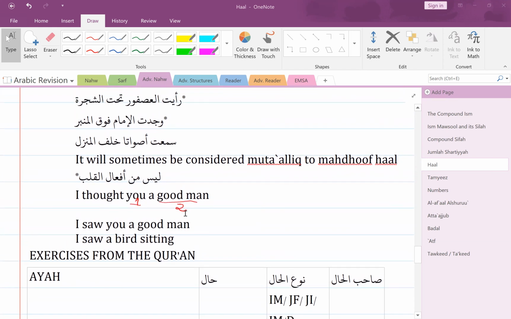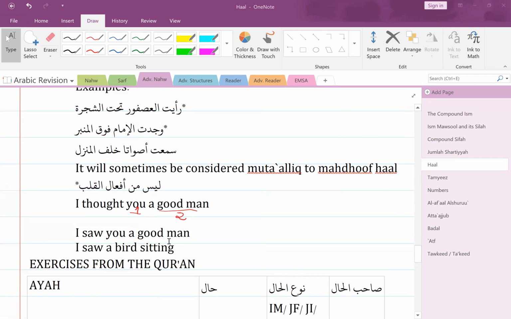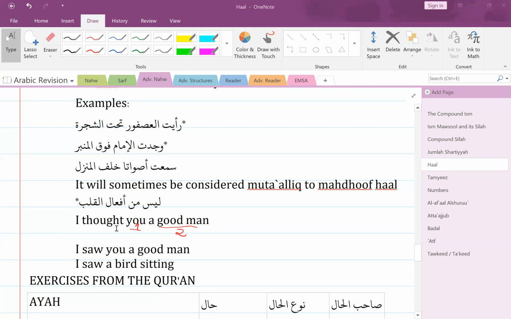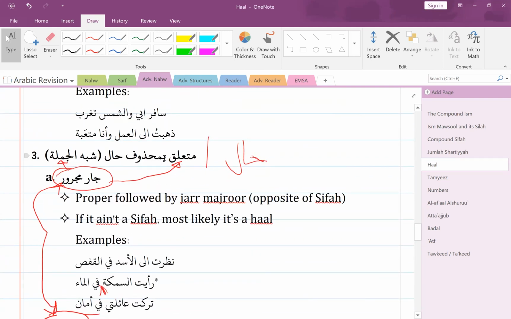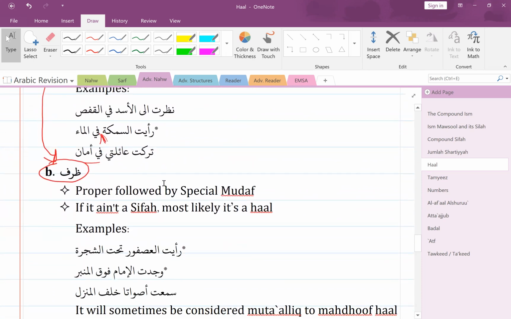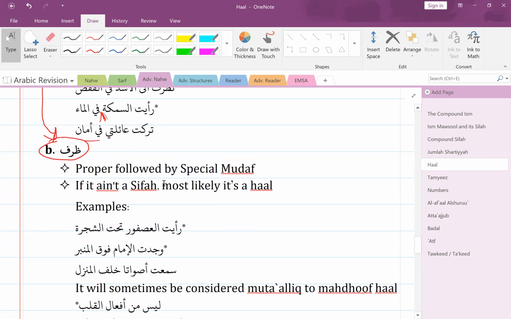Now here's my theory, my crazy theory. I could be right, I could be wrong, I don't know. When you have these kinds of fi'ls that can either be in your mind or physical, either metaphorical or literal, when you have it as literal, then whatever comes after it is going to be a hal, because we expect it to have maf'ul bihi, maf'ul number one, and a hal. But if it is not one of these fi'ls, then we can say muta'alliq to mahdhuf hal, this part. متعلق to محذوف حال. I don't know if I'm making any sense. I know it's a lot. It's a bit crazy, but that's kind of my differentiation.